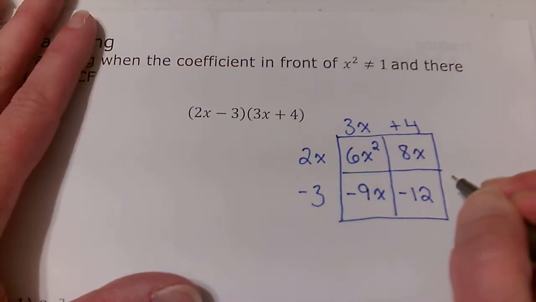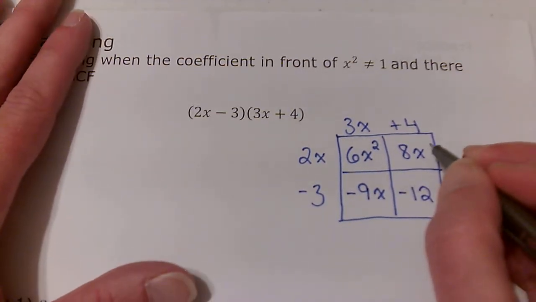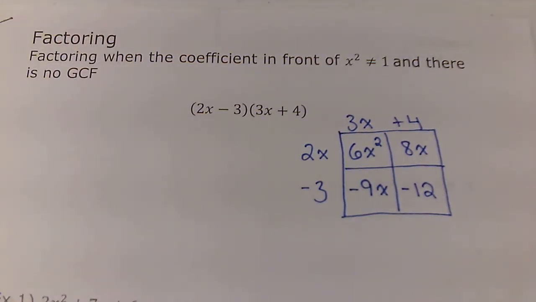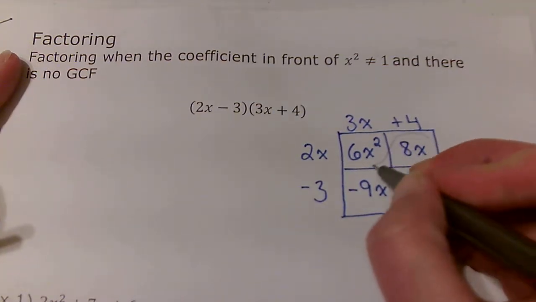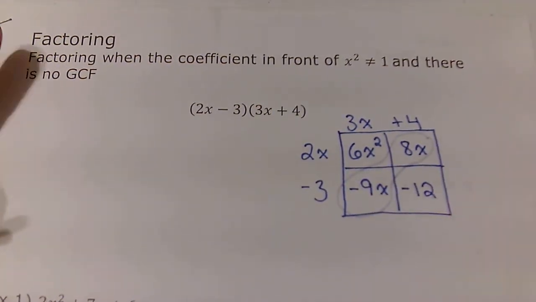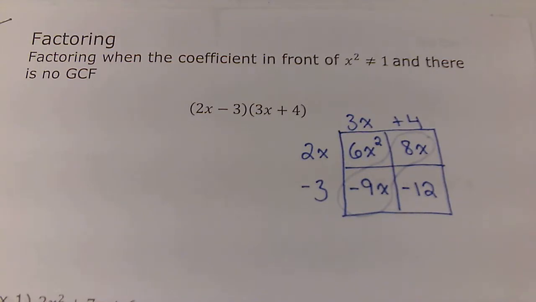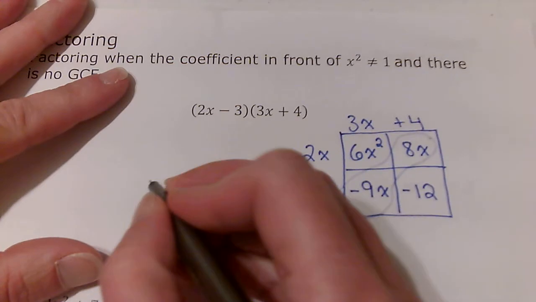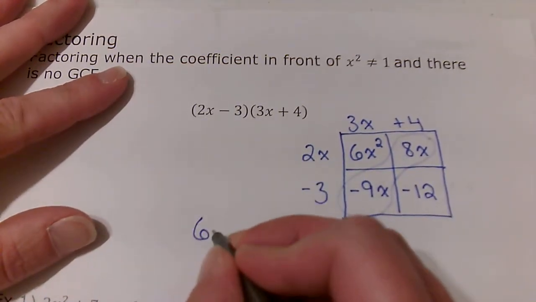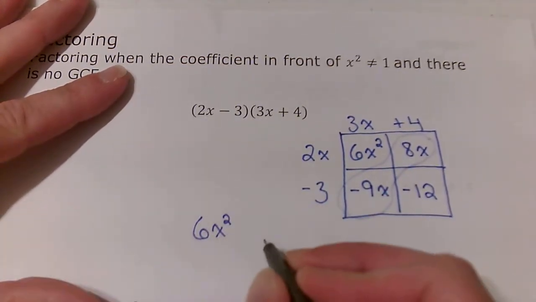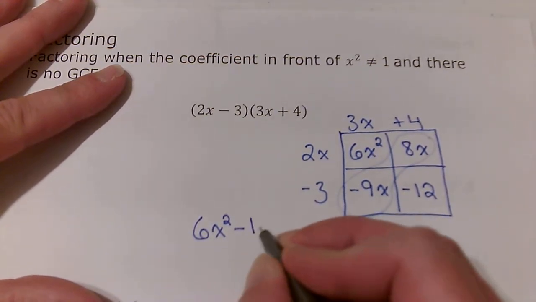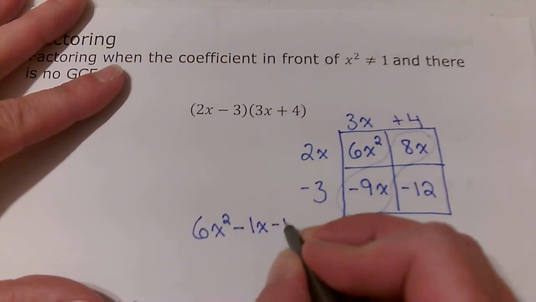So I really want to look closely at these two middle terms, because those are the ones that are going to add together. They're my like terms. So in my final, I'm going to have 6x squared, and the middle term is negative 1x. I'll write that 1, and then minus 12 at the end.